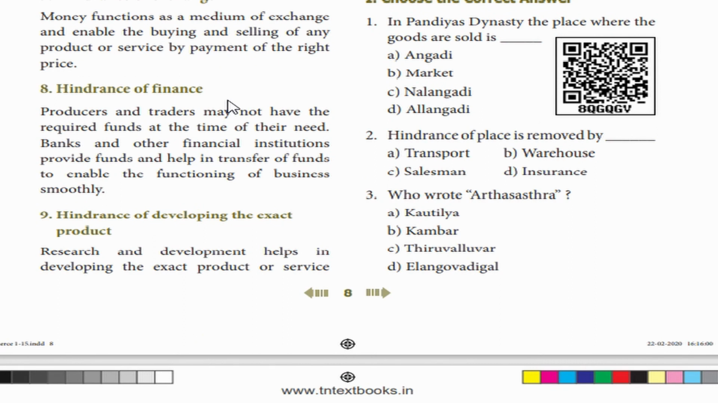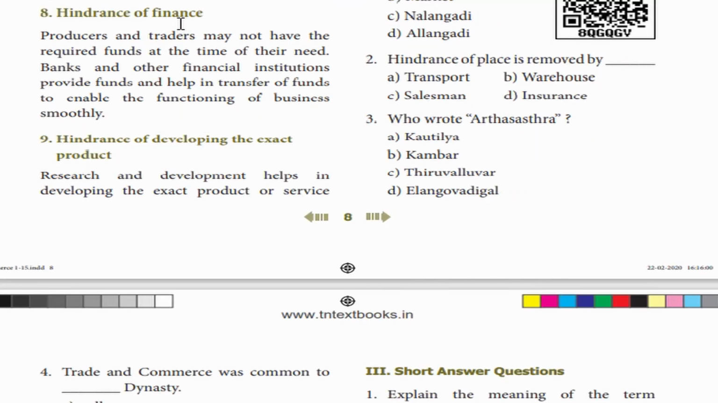Next, hindrance of finance. The producer and the traders may not have the required funds at the time of their needs. Bank and other financial institutions provide funds and help in transfer of funds to enable the functions of business smoothly. So if the business needs any finance, the banks help the business by funding some required amount. So that is the very important help that banks provide to the business, so that the hindrance of finance is avoided. Next we see about the hindrance of developing the exact product.